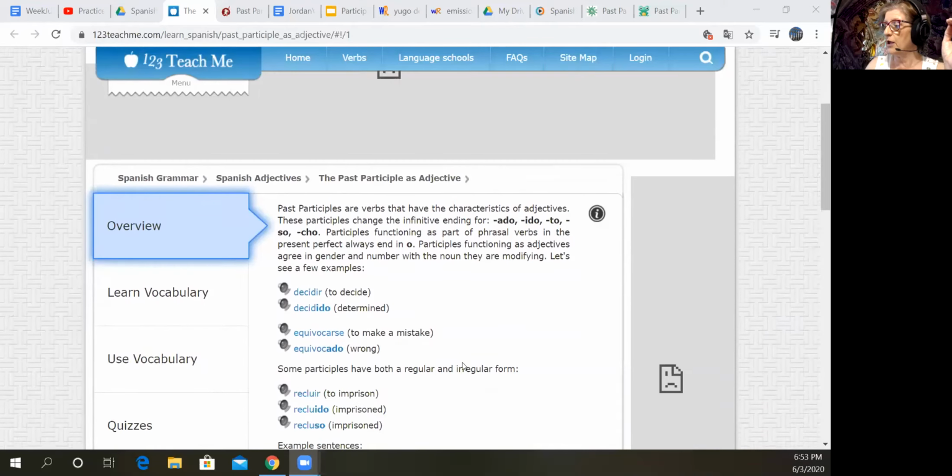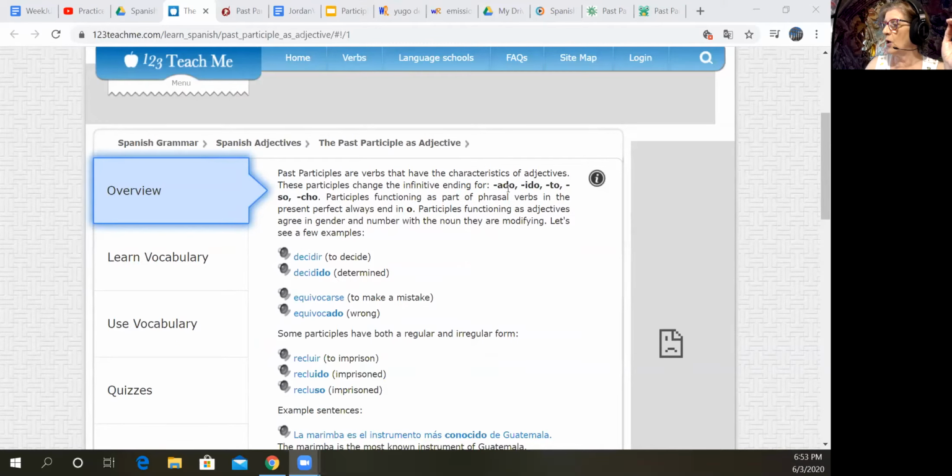A ver. Vamos a ver. I'm going to share my screen with you, and we're going to take a look at just how these are formed. Aquí vamos. Here we go. And wow, they tell you at the top, in the overview, ado, ido, ito, so, that's irregular. So I think that's wrong. I can't think of one that is. And cho, yes, that's true, but you'll see those later.